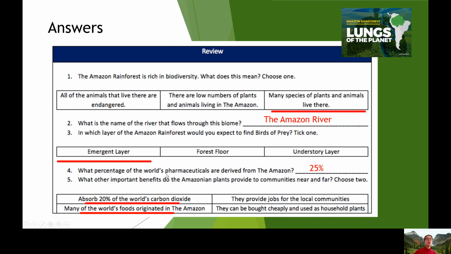Question 4, what percentage of the world's pharmaceuticals, so medicines, are derived from the Amazon? 25%. So as expressed as a fraction, that's a quarter of the world's pharmaceuticals are derived from the Amazon. What other important benefits do the Amazonian plants provide to communities near and far? 1, they absorb 20% of the world's carbon dioxide, thereby fighting climate change. And 2, many of the world's foods originated in the Amazon.